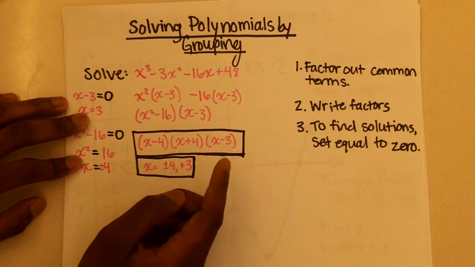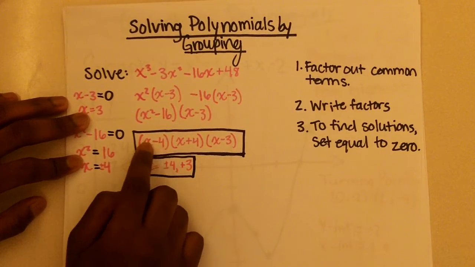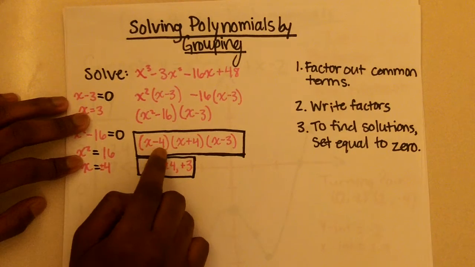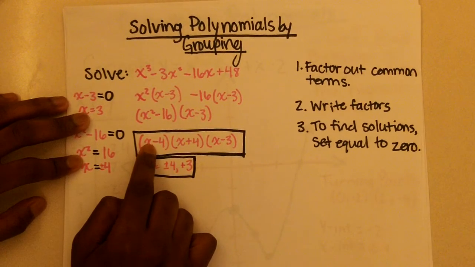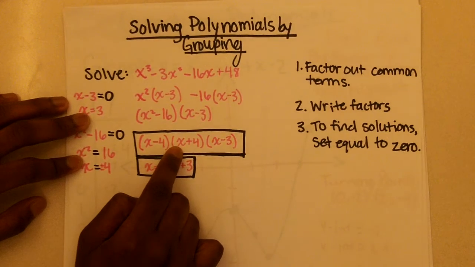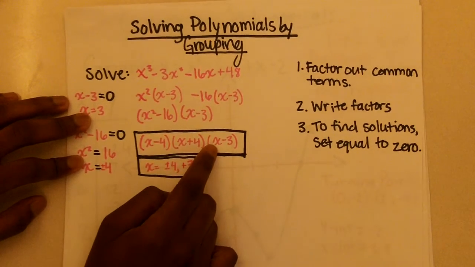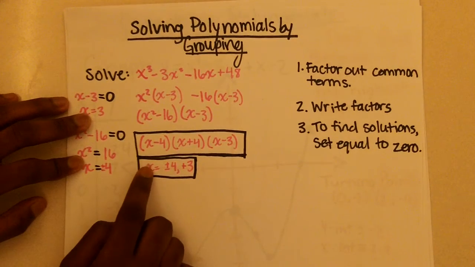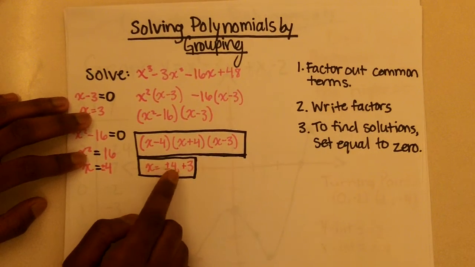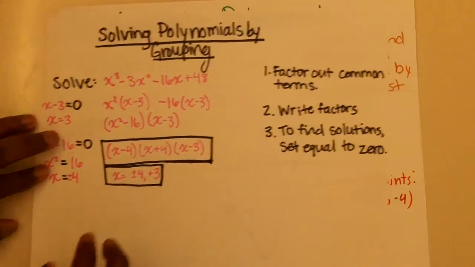After this, you have to set numbers in that will make the function equal to 0. You can see if you plug in 4 right here, you get 0. If you plug in negative 4 right here, you get 0. And if you plug in positive 3, you get 0. And then you write down your zeros, and then you complete your problem.